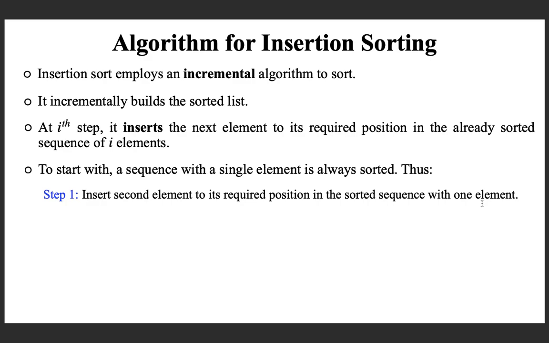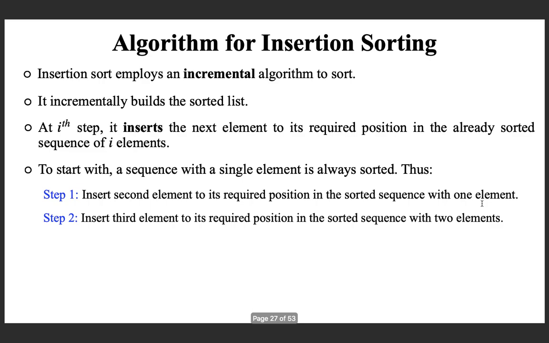Now what you do in the first step, from the remaining n minus 1 elements, you pick an element and insert it into the sorted list. Now you have two elements sorted. Similarly, in the second step, you will have a sorted list of two elements and the remaining n minus 2 elements. So you pick the next element from the n minus 2 and try to insert it into the already sorted list of two elements, resulting in a list of 3 elements which are sorted.